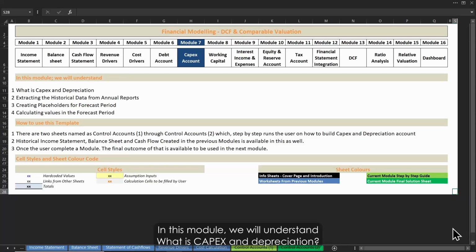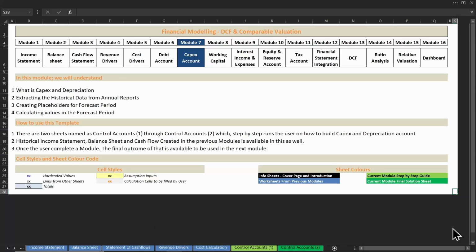In this module, we will understand what is Capex and depreciation, extracting the historical data from annual reports, creating placeholders for forecast period, calculating values in the forecast period. We will be using Microsoft Excel.